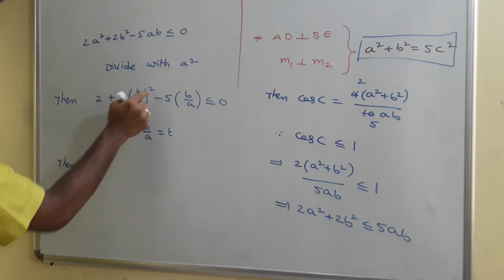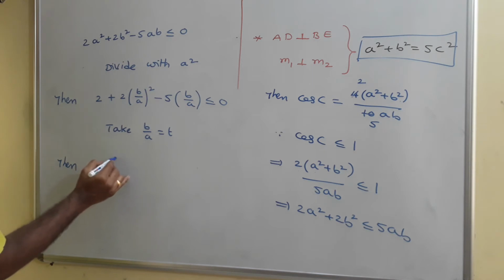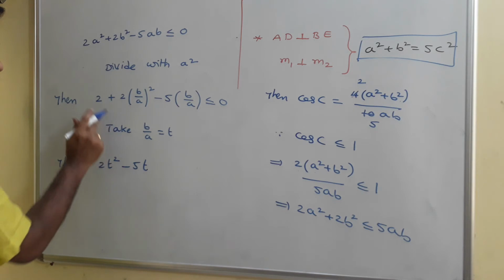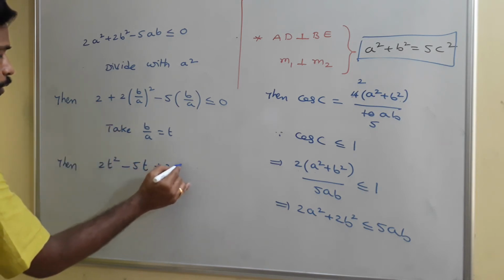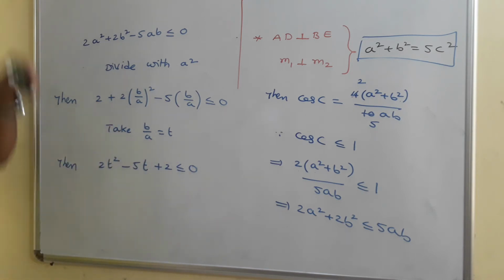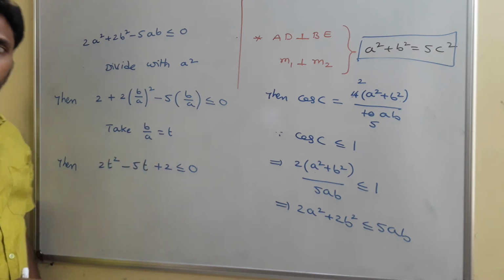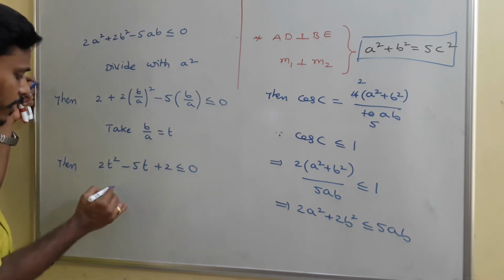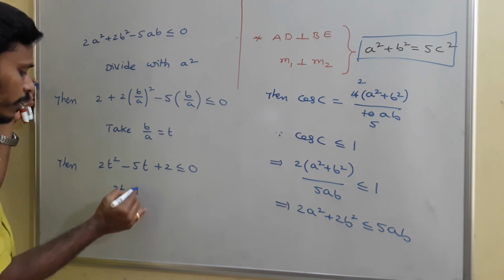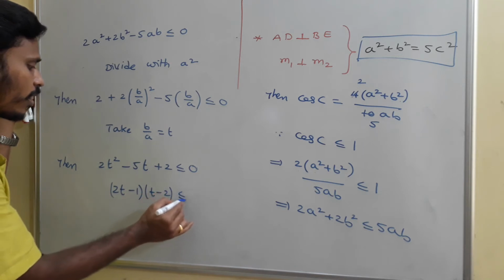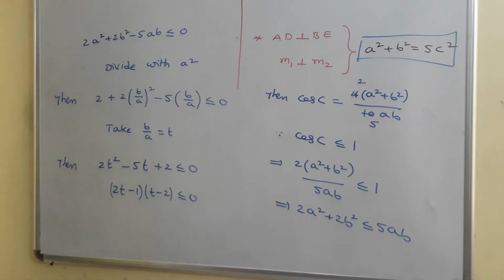This is 2t square, and this b by a is t, so minus 5t, and this is plus 2, which is less than or equal to 0. So at the end 2t square minus 5t plus 2 is less than or equal to 0. You just try to factorize it. This factorization is simply nothing but 2t minus 1 into t minus 2 less than or equal to 0. I think you all know the way of factorizing. Okay, this is the factorization.